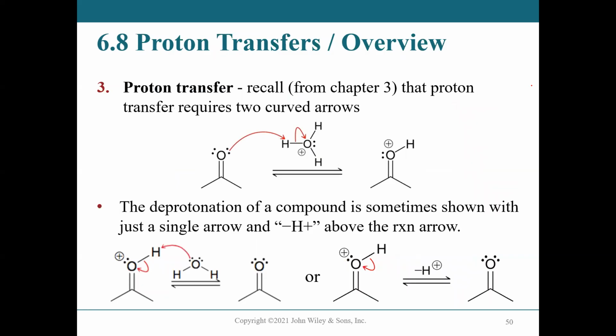We're going to have proton transfer. Recall that proton transfer requires two curved arrows. So we're showing the proton transfer right here. Deprotonation is the opposite of proton transfer. We're going to take away that proton right here. And it can sometimes be shown with just a single arrow. And that is the single arrow. Here's a double arrow.